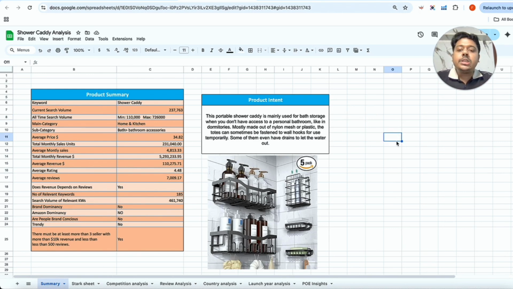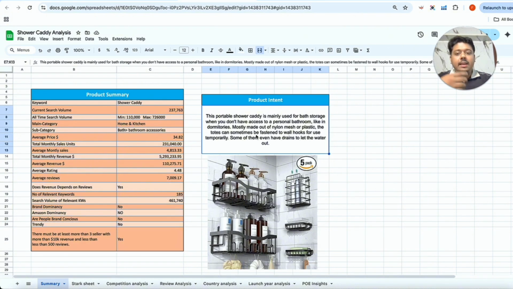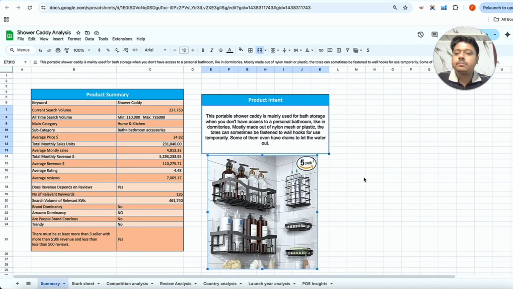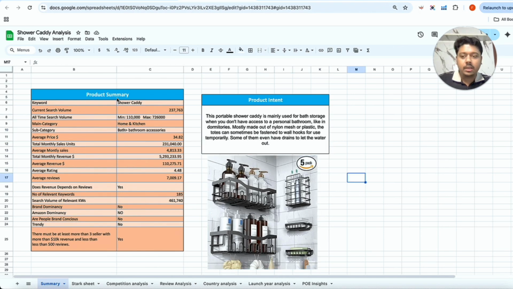First of all, we identify the product intent. It is a shower caddy, which is mainly used for bath storage when you don't have access to a personal bathroom, like in dormitories. So first we understand the product intent and its usage. Then we visualize it with the higher bestsellers on Amazon, and then we make our product summary. Okay, the keyword is this. Now the analysis starts.